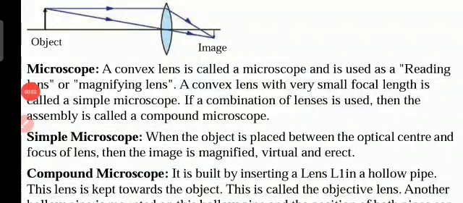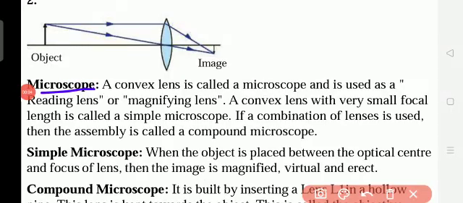Also, we use the convex lens in a microscope. All these are the uses of lenses. Lenses are used in photographic cameras, and convex lenses are used in the microscope, both the simple microscope and the compound microscope. A convex lens is used as a reading lens or magnifying lens.